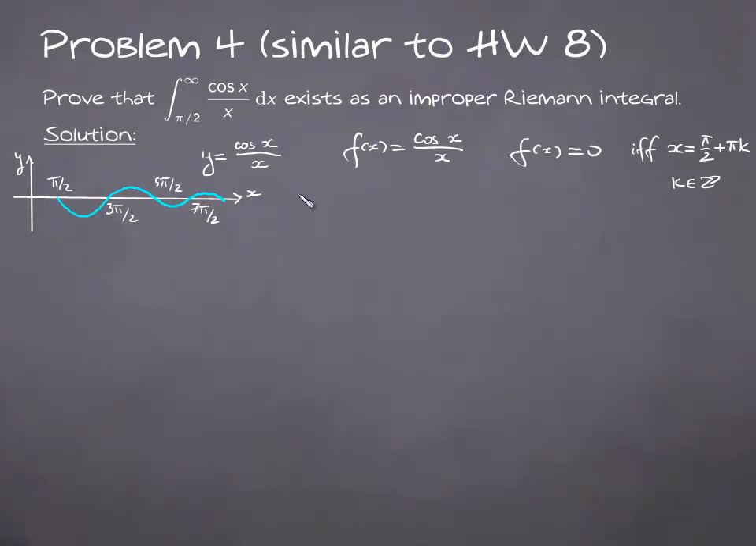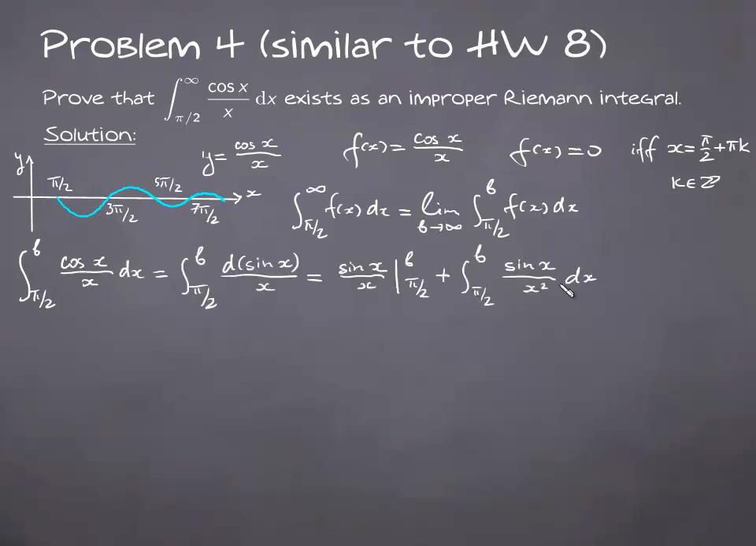The improper integral, as we know, is defined as the limit of proper Riemann integrals where the upper limit b approaches infinity. So consider this integral, and let's apply integration by parts. We obtain the following expression. The first part is just the difference, sine of b divided by b, minus sine of pi over 2, which is 1, divided by pi over 2, plus the integral from pi over 2 to b of the function sine of x over x squared dx.